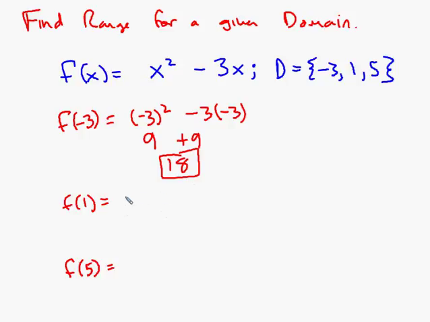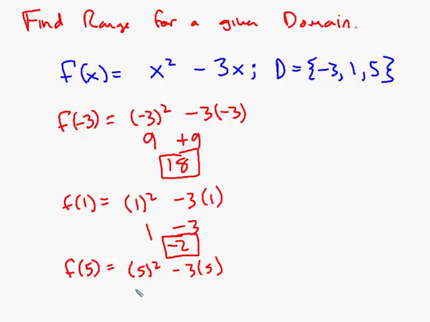Okay, the next one, I put in 1. So I have 1 squared minus 3 times 1. What's 1 squared? 1 times 1 is 1. And 1 minus 3 is? Negative 2. And finally, I'm going to put in 5. So I have 5 squared minus 3 times 5. So 25 minus 15, which is 10.